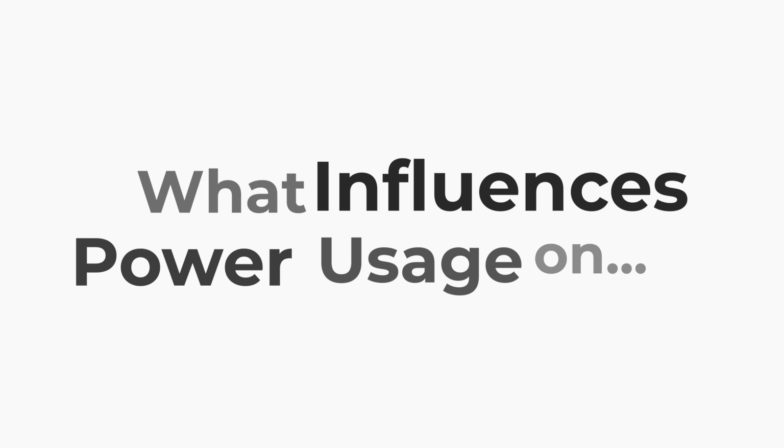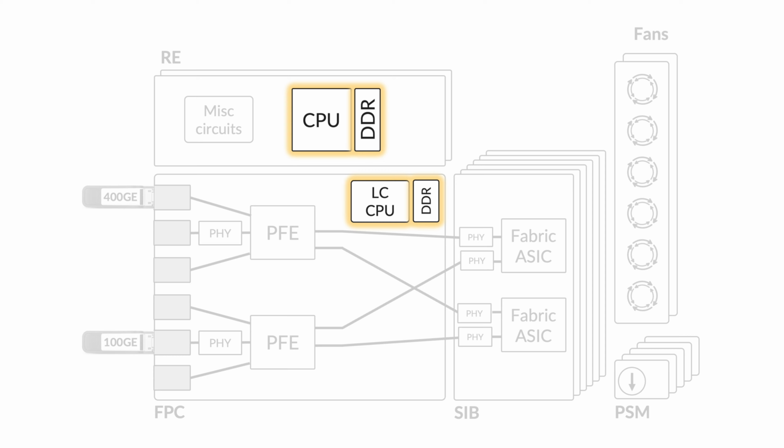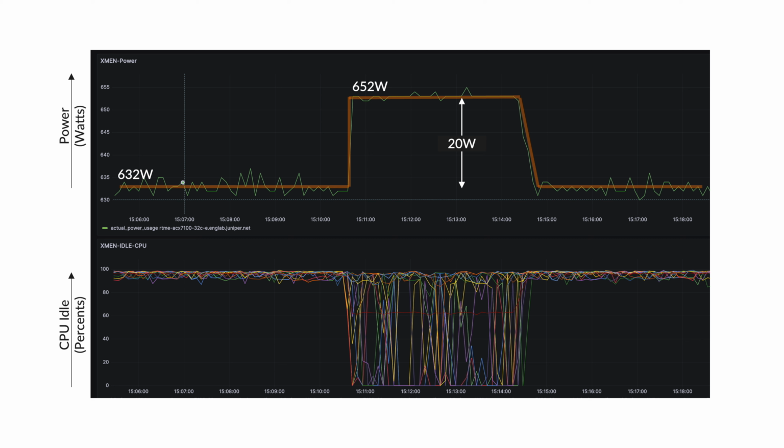Now let's move on to a different component in our routers. Let's talk about the CPU and the companion SODIMM DRAM. We have them in all the routing engines and most of the time in the line cards. The power usage here is dependent on the CPU core activity. It will be solicited by network events triggering routing protocol updates, management activity and streaming telemetry, but also by third-party applications running in containers. As an example, we run a script to stress all the CPU cores of an SCX 7100 during a couple of minutes. We can see a 20 watts difference compared to the idle nominal state.